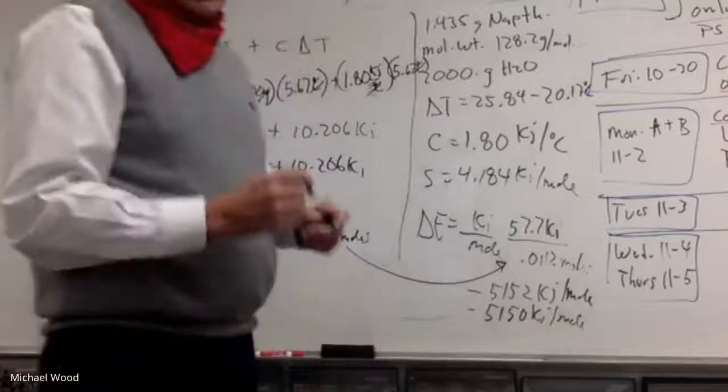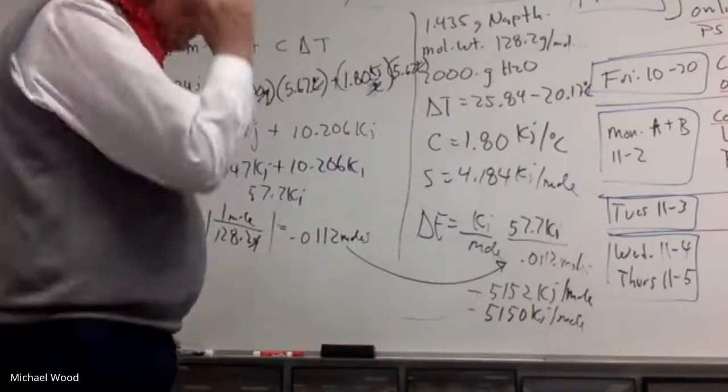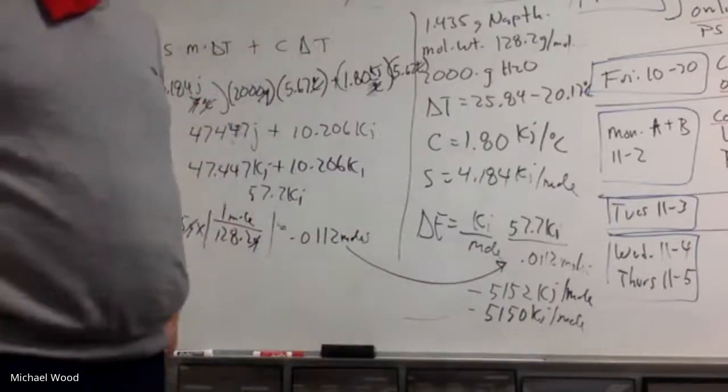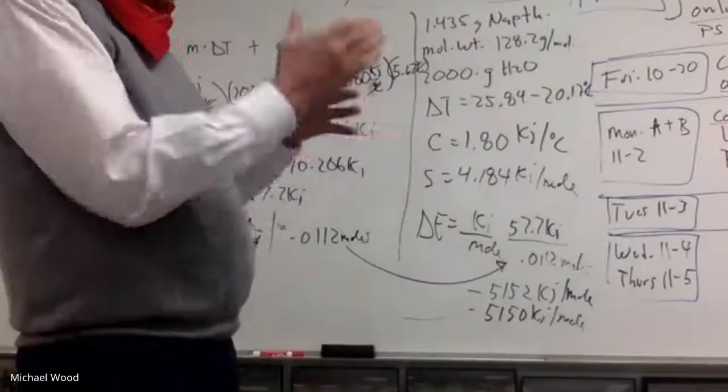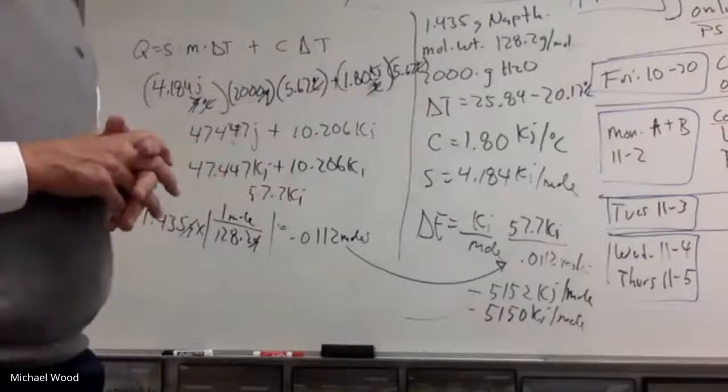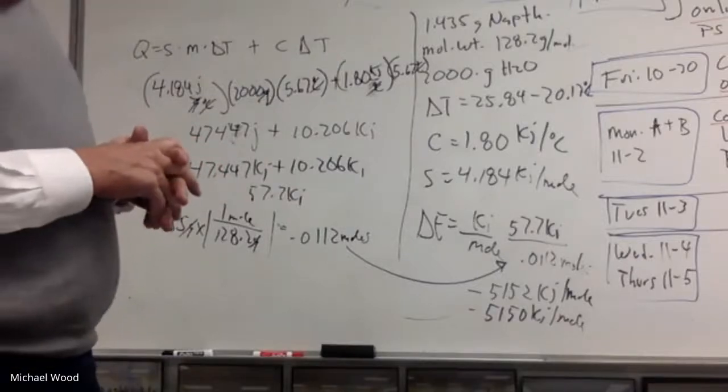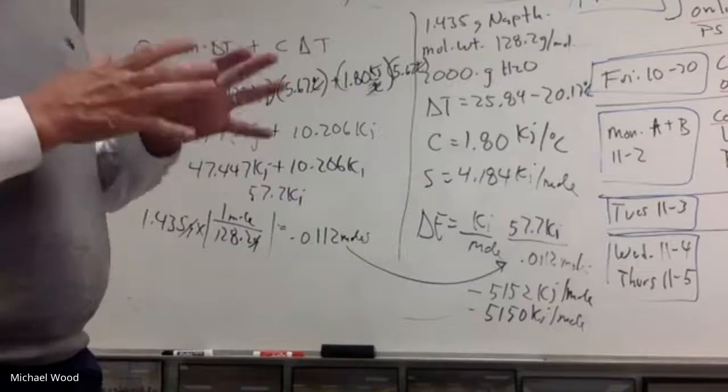So the bottom line here is that if we are given the information with the heat capacity, it's SMAT plus CAT. I'm going to do a couple more problems on that in the next lesson. So a good problem. We're definitely doing some good problems in AP Chem.